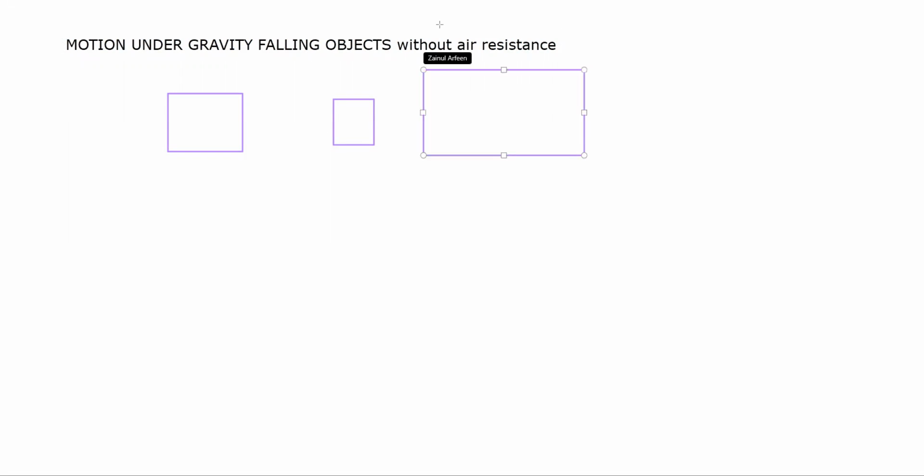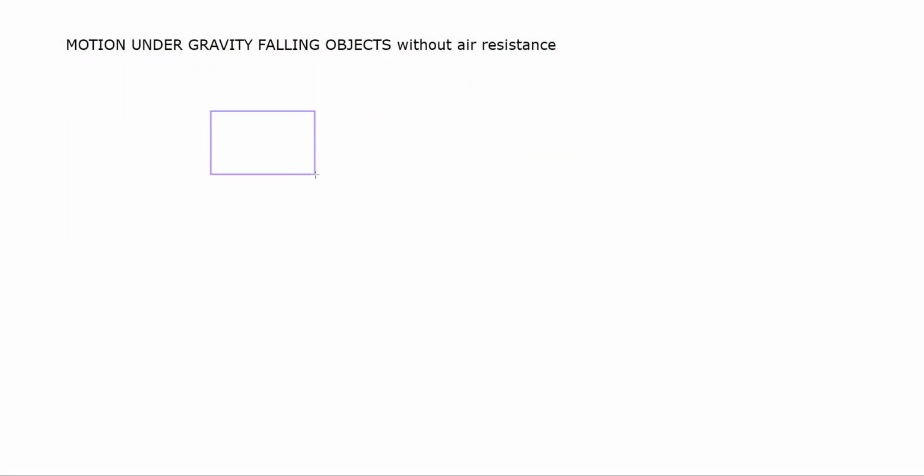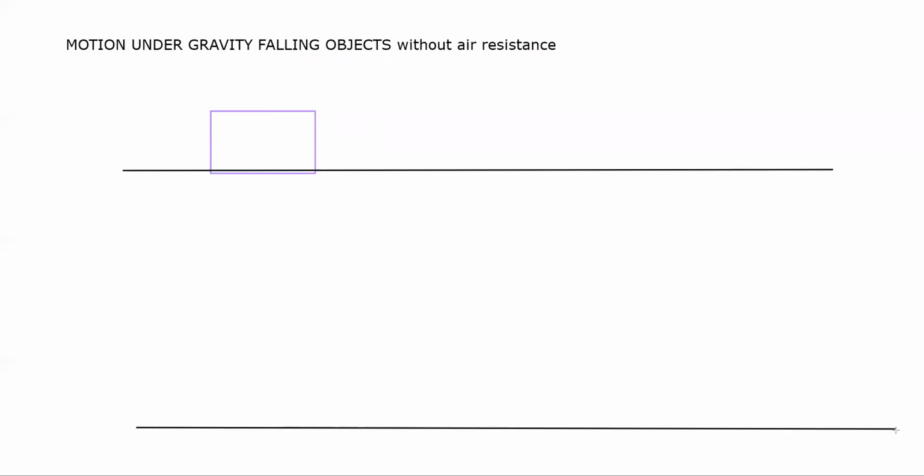You have different objects of different size, but you drop all of them from the same position. This is a ground. And you drop these objects from the same position. These objects have different masses. Example, this object is 10 kilogram and its weight is equal to 100 newtons.